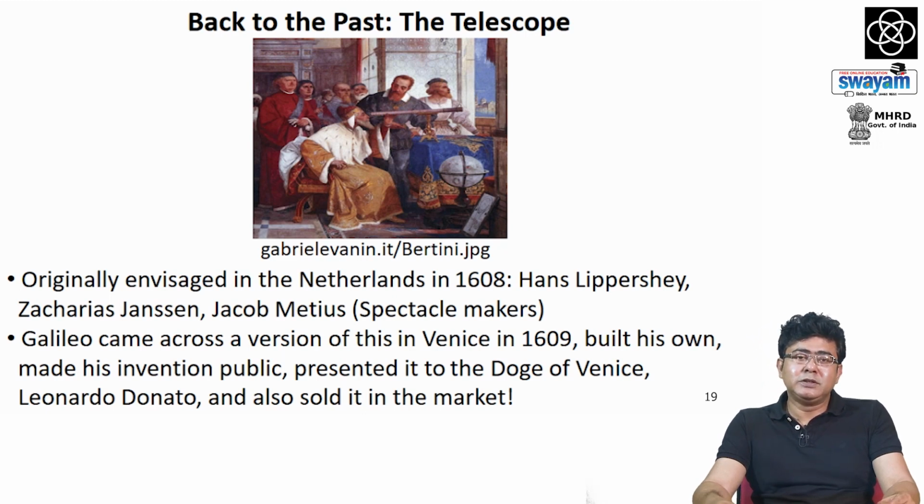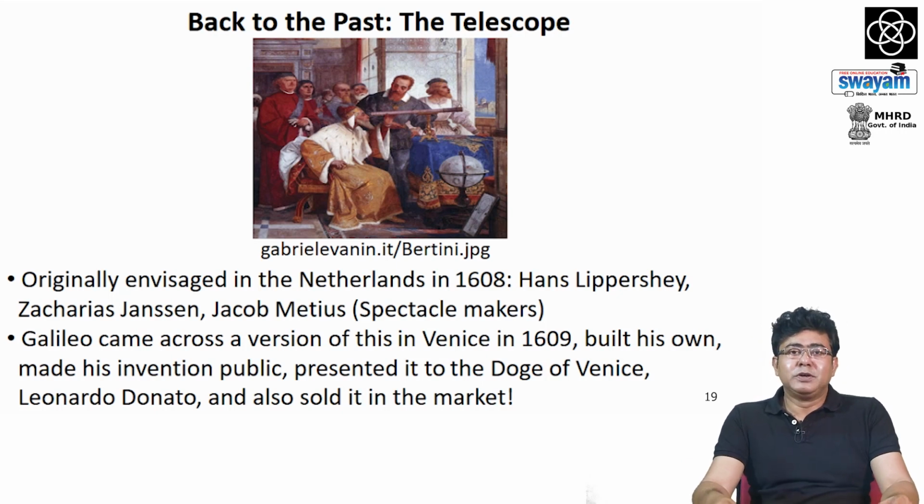So, the story of the telescope is kind of intriguing in the sense that it was actually envisaged by spectacle makers in the Netherlands, and this is attributed to a few people like Hans Lippershey, Zacharias Janssen and Jacob Matthews, and it's thought that they actually produced the first telescope, and merchants used ships to travel from one region to another region to sell their stuff.